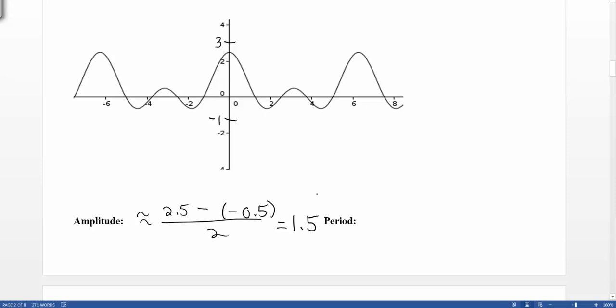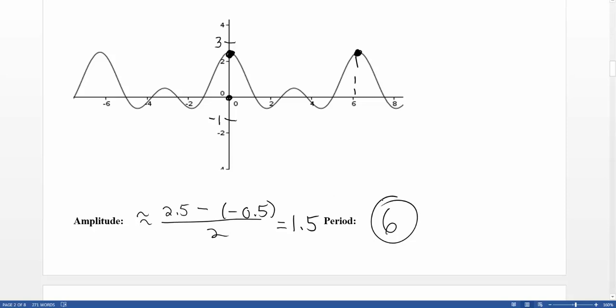My period is how long it takes for me to start repeating my pattern. So I'm going to start with this point right here, which happens at x equals 0. And then I'm going to see how long it takes till I get back to this peak. So you can see here that this peak happens again at roughly 6. So it takes me 6 units to start my pattern again. So my period is going to be 6.